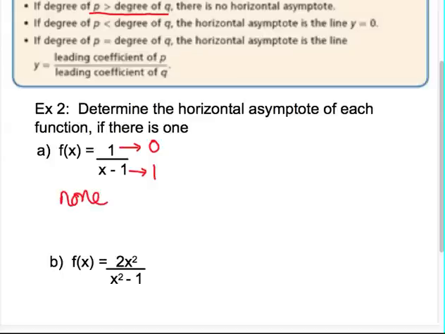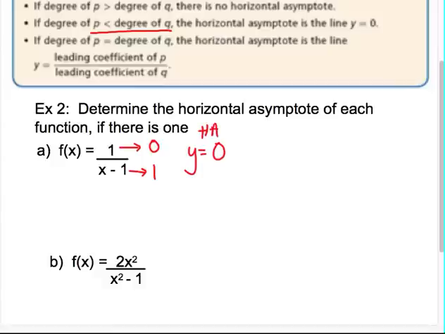Sorry, I was thinking about that and that didn't make sense. The degree of my numerator is not greater than the degree of my denominator. Sorry about that. I was thinking about the parent function and going, wait a minute, the parent has an asymptote. The degree of the numerator is less than the degree of the denominator, so a horizontal asymptote is the x-axis, or y equals 0.